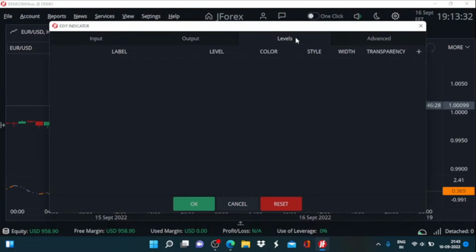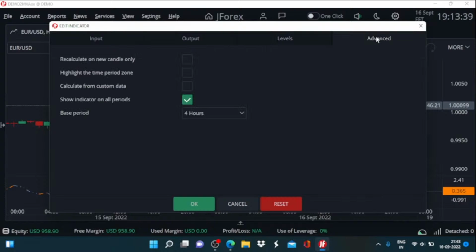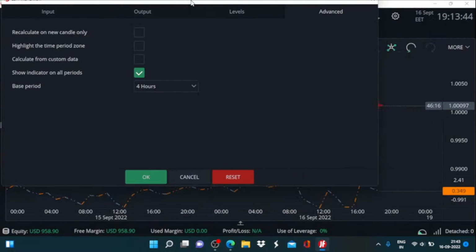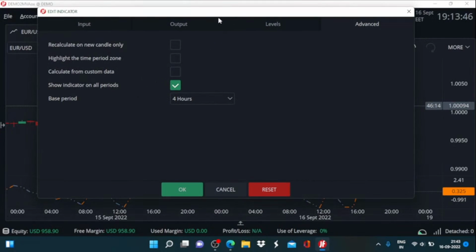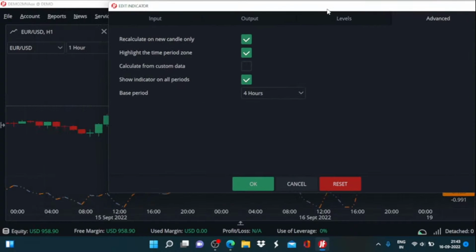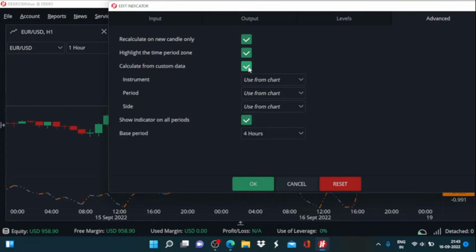Coming to levels, we don't really have any upper bound or lower bound defined for this indicator's output, so there is nothing on the level side. Coming to the advanced editing options, if you want the output of this indicator to remain constant throughout the calculation period, then you can opt in for this. If you want the calculation period to be highlighted, you have to opt in for this. And if you want the calculation to be customized for any instrument or for the candle period, the options are there. Even the spread side can be customized.